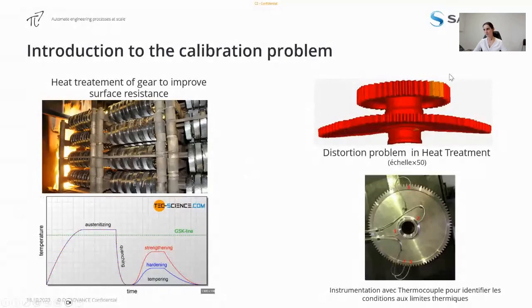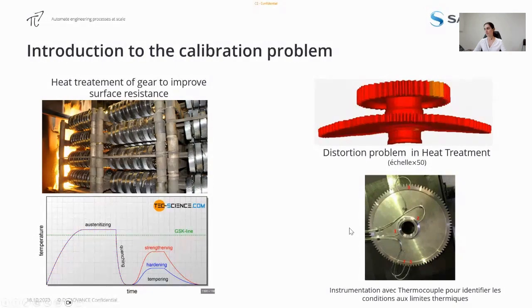To prevent those kinds of changes and to anticipate any failure, we are using simulation to model this kind of behavior. But the problem is that to ensure accurate estimations with the simulation, we rely on boundary conditions that must be evaluated first. Those boundary conditions are, for example, heat exchange coefficients, or heat transfer coefficients. We call it HTC. And those HTC must be calibrated because they cannot be measured.